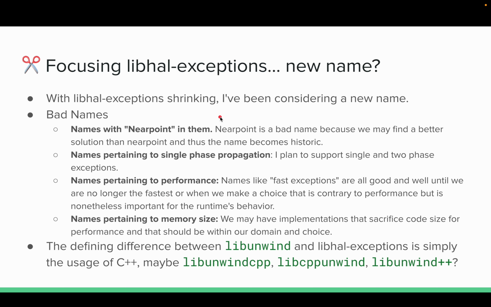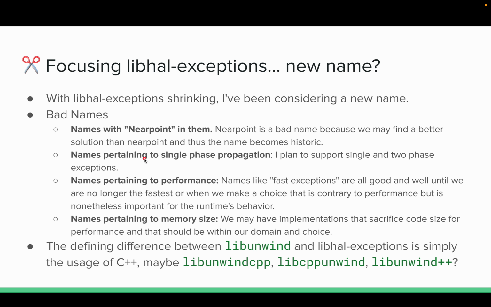Also, I've been thinking about a new name for libhal-exceptions. With this thing shrinking, I'm considering a new name. And I just want to go over a couple of names I think are bad. One is anything with near point in them, because near point is an idea that we have currently, or an idea I have currently. But if we find a better solution, which I think we might, then this will become historic, and then it'll just become an interesting name, but doesn't actually fit what the project is about.